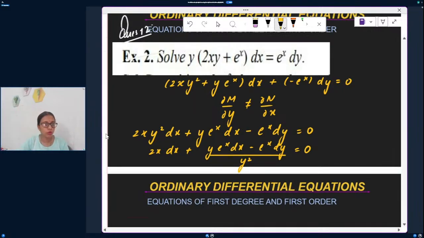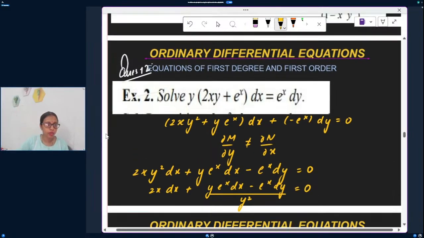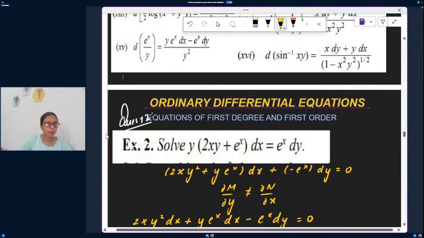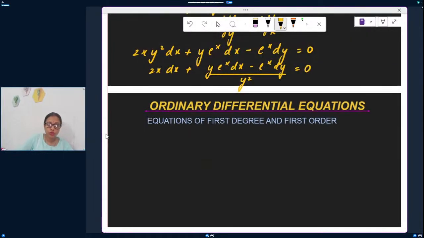So now I got that total differentiation part. This is d of e raised to power x by y. So it's 2x d of x plus d of e raised to power x by y is equal to 0. Now you can simply integrate.